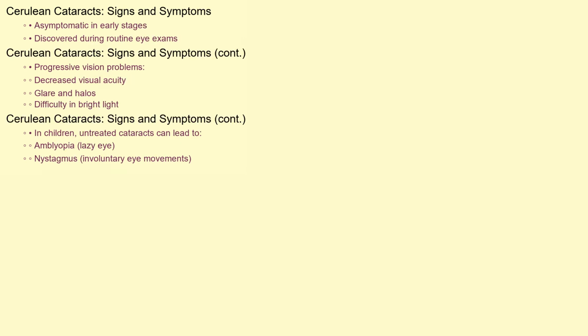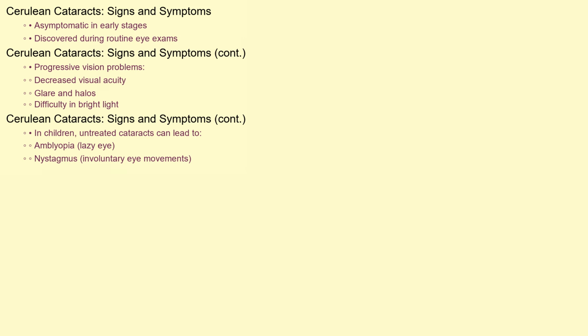The signs and symptoms of cerulean cataracts can vary considerably depending on the size, density, and location of the opacities. In many cases, especially when the opacities are small and sparse, individuals may be completely asymptomatic and the cataracts are only discovered during a routine eye examination.